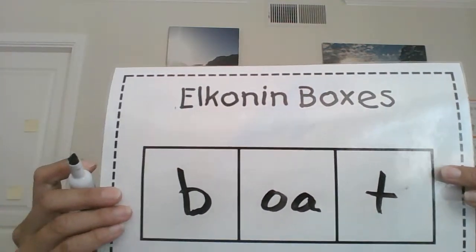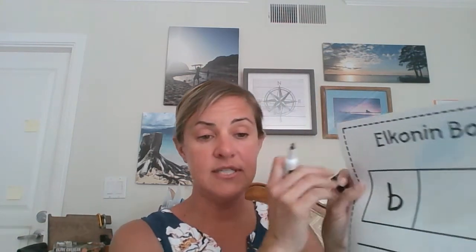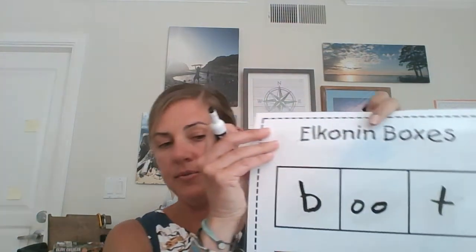And let me just show you on the Elkonian box, when we do those vowel teams, we're changing two letters, but only one sound. So for instance, when we go from boat and change it to boot, we're only erasing the middle sound, and we're adding our two O's instead, okay?